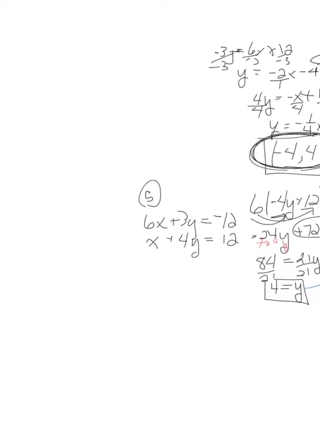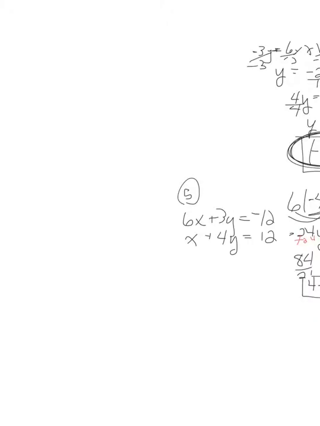Okay, so now I would probably make the x term right there go, so if I multiply this one by negative 6x, the x's will go away. So I'm not going to do anything to the top one, so that's just 6x plus 3y equals negative 12. But this one I'm going to multiply everything times negative 6. So negative 6 times x is negative 6x. Negative 6 times 4 will be minus 24y.